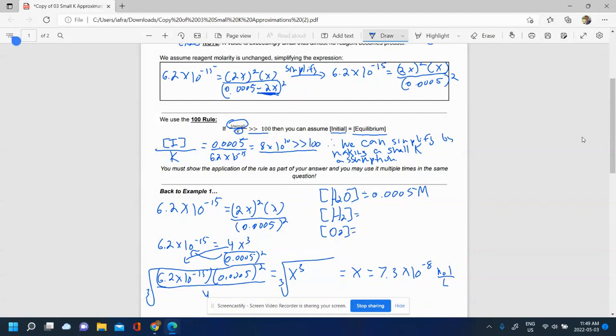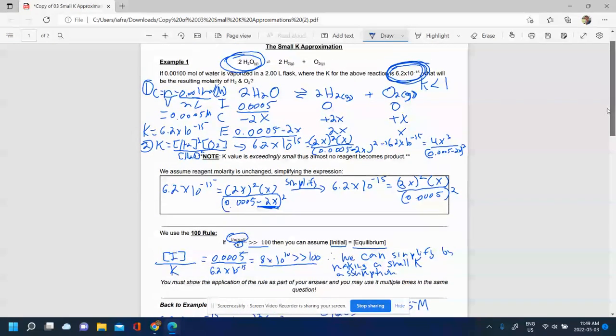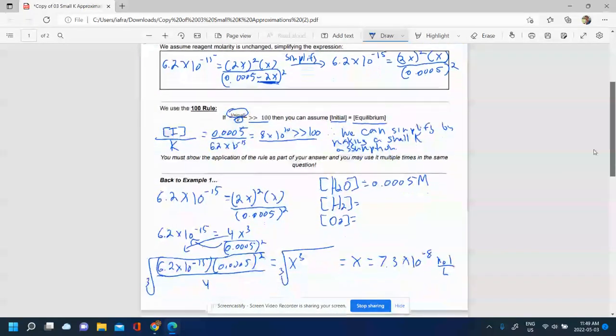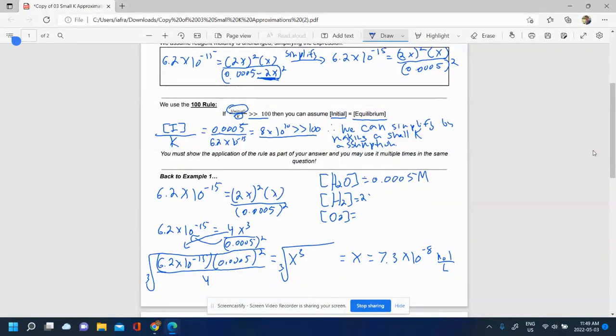And so based on our equilibrium chart, the H2 is 2x and the O2 is x. So this is 2x and this is x. So this would be approximately 7.3 times 10 to the power of negative 8 molar because it's just x. And then this is 2x, so it's 2 times our answer there.